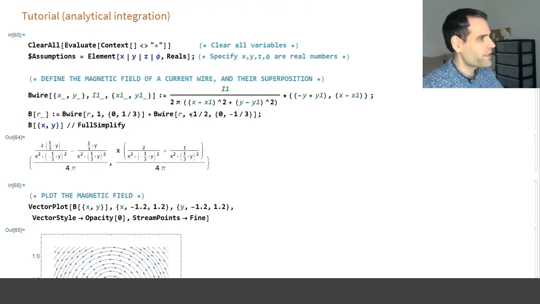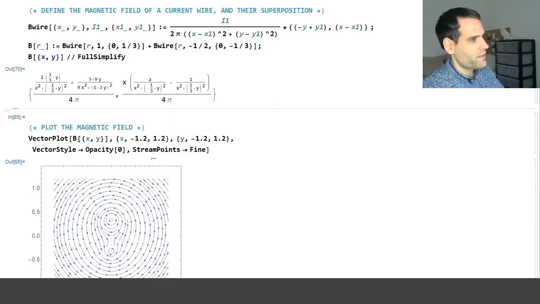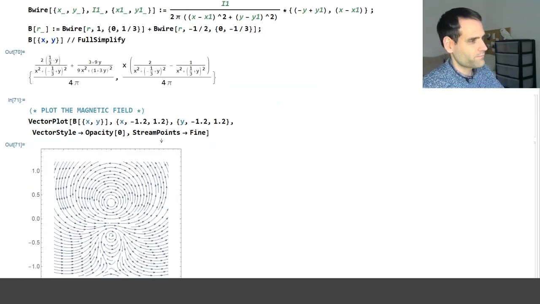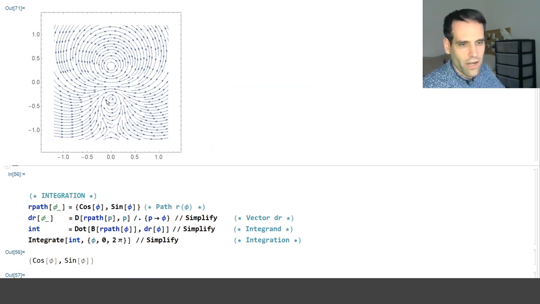But let's return to the case -1/2, which was the case I was plotting in the notes. So here you can see how the two currents seem to be opposing. So the magnetic field wants to go clockwise here, and it wants to go anti-clockwise here.